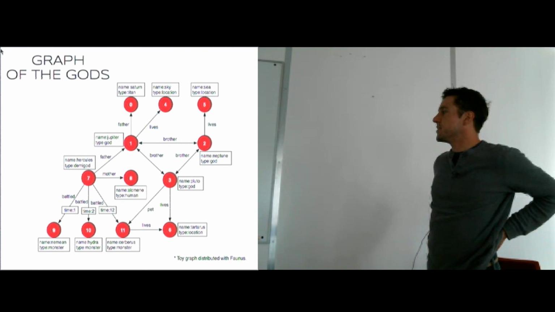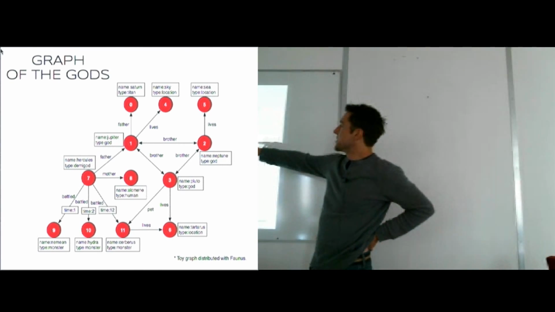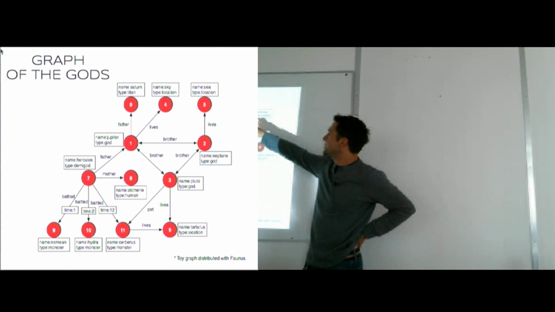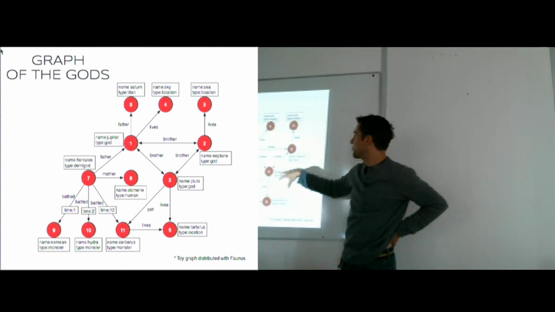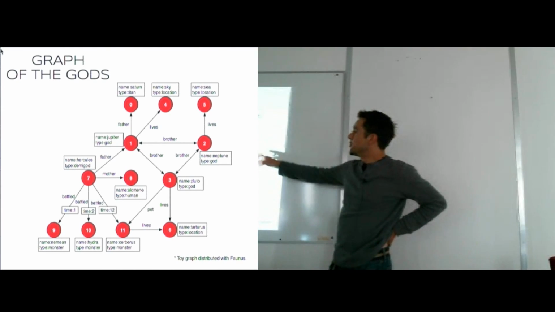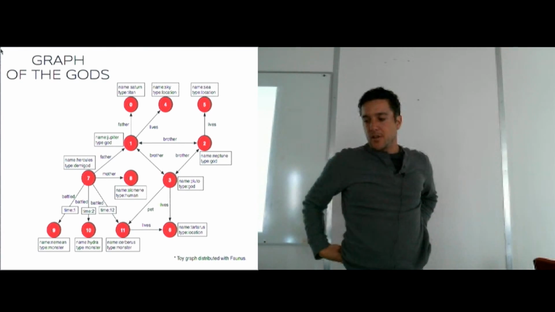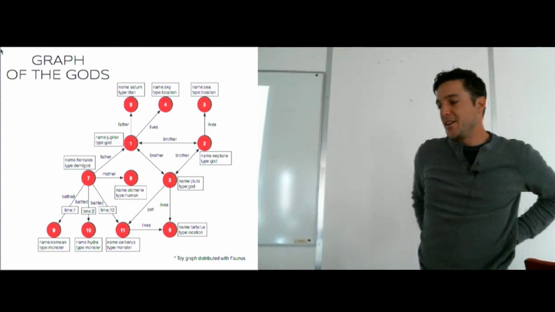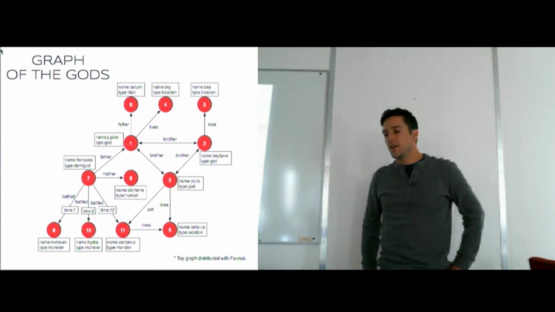It's 12 vertices, and these vertices represent, for example, Jupiter. He's a type of god. His father was Saturn, who was a type of Titan. Jupiter lives in the sky, and it's a type of location. He has his brothers Neptune and Pluto. Jupiter's son was Hercules, and Hercules is the demigod. A demigod is something that is both a god and a human, and his mother was human. She was Alcmene, so that's why Hercules is a demigod.